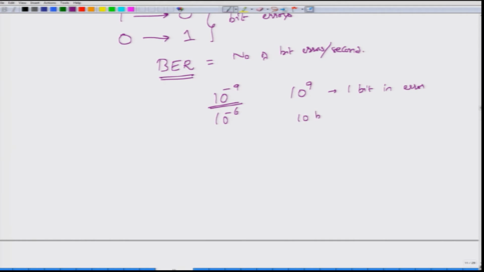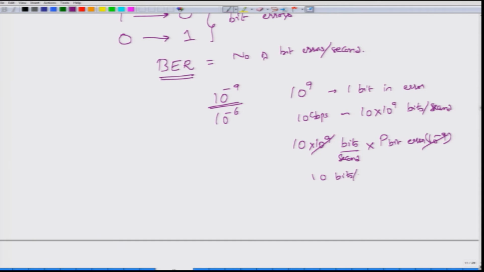If the bit rate is 10 Gbps, which means that you are transmitting 10 into 10 to the power 9 bits per second, and my probability of bit error is 10 to the power minus 9, then how many bits are there in error per second? Well, 10 into 10 to the power 9 bits per second, and probability of bit error is 10 to the power minus 9, okay. So, when you multiply, this cancels out with this, so you are going to get 10 bits per second. So, that is the bit error rate. This is bit error probability, okay.